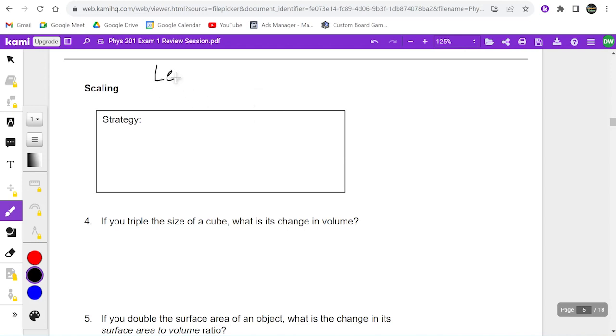Places where I'd recommend looking for extra practice problems on scaling: number 1, your lecture slides. There's a bunch of good questions there, and by good, I mean confusing and hard, which means good. And number 2, there was that practice test, the practice exam. There's a bunch of questions on scaling in that too.